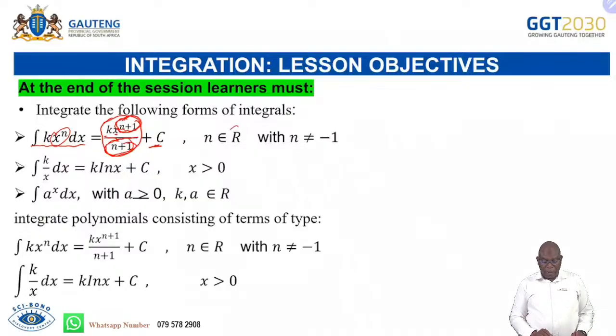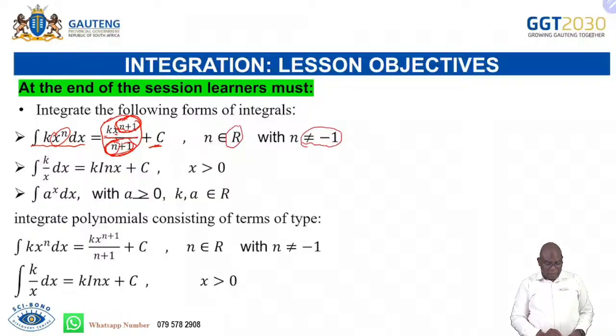Remember, n must be an element of real numbers, but n must never be equal to -1. What happens when n is -1? We get -1 plus 1, which is 0, so we get an undefined situation, but we'll tell you what we're supposed to do later on.